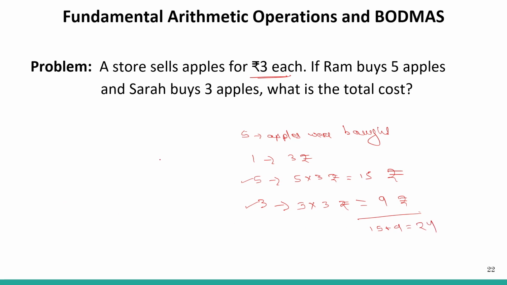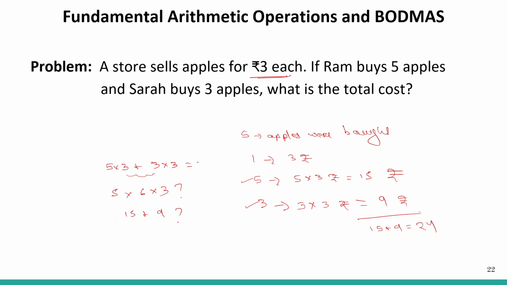So you must be wondering, how will it involve the BODMAS rule? 5 into 3 plus 3 into 3, what is it equal to? Is it equal to 5 into 6 into 3, doing this one first, or 5 into 3, that is 15, plus 9? Which one of these is correct? Is it this or this? So here comes the BODMAS rule.